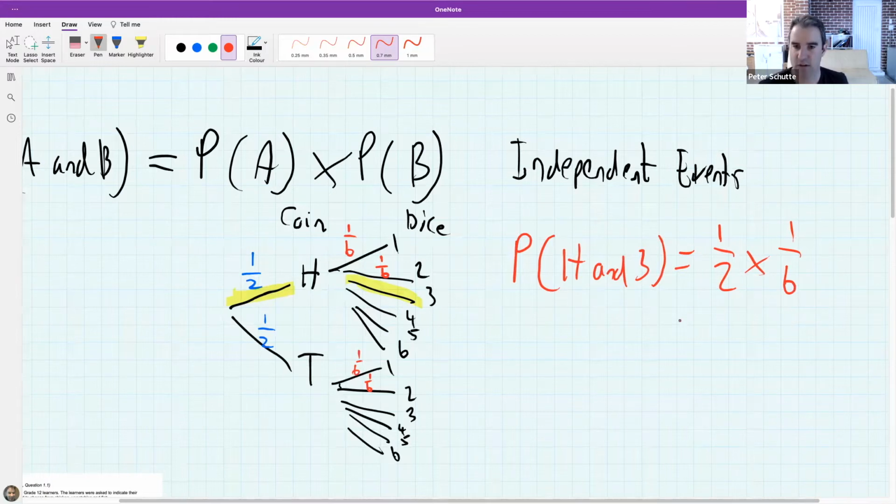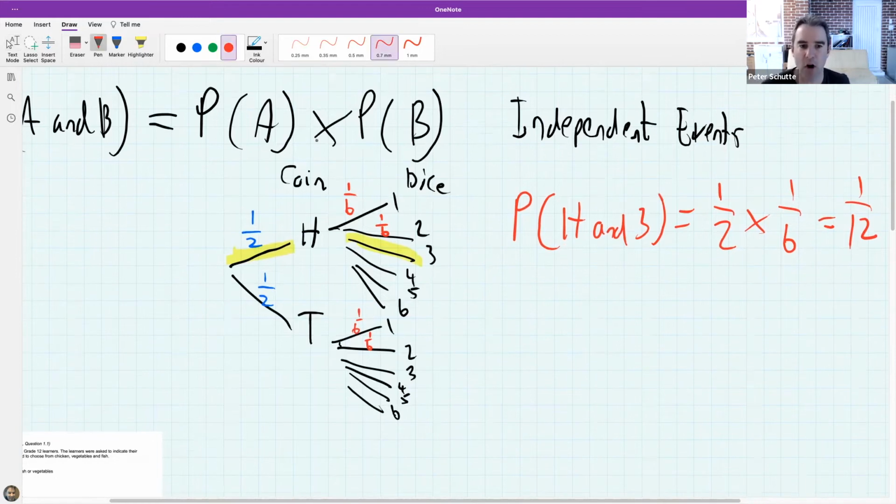Using this identity, we just say the probability of A times the probability of B, and so the answer would be 1 over 12. So there's a 1 in 12 chance. That also makes intuitive sense, because how many options are there? There are 12 possible branches. How many branches satisfy the question I've asked? There's only one branch. So it's 1 out of 12.